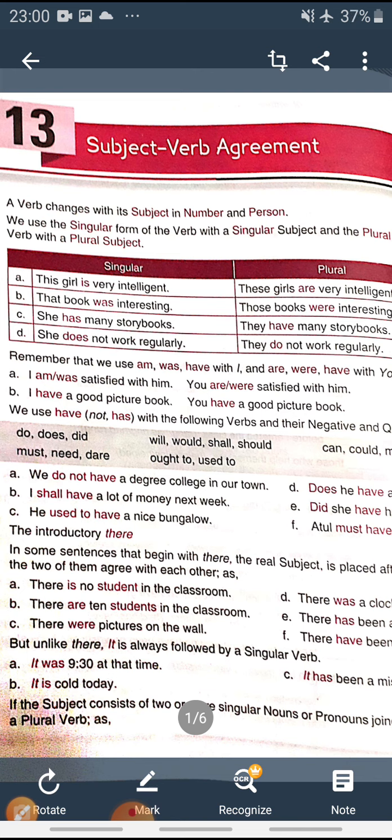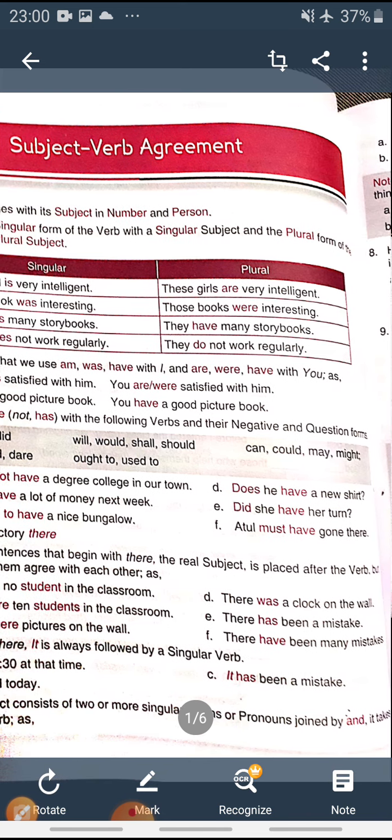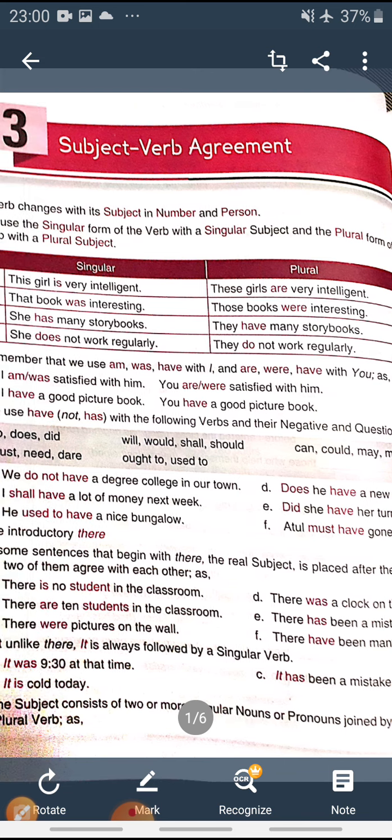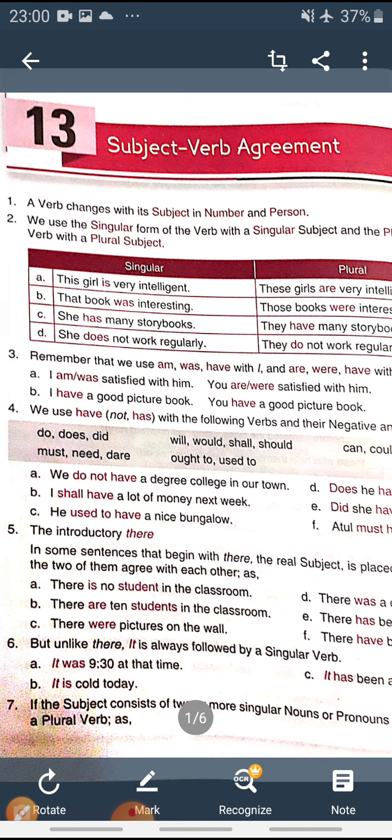There are 10 students in the classroom. Now are is used according to the students. There were pictures on the wall. There was a clock on the wall. There has been a mistake. Okay? But unlike there, it is always followed by singular verb.